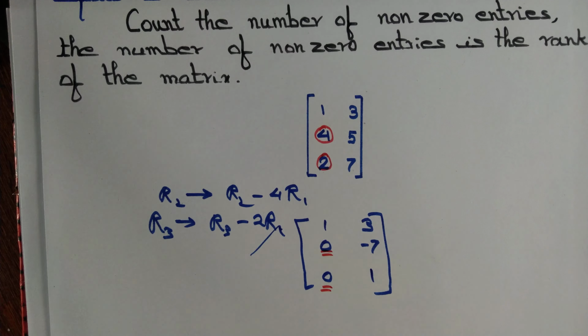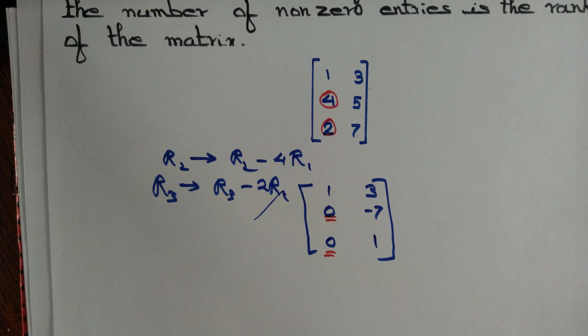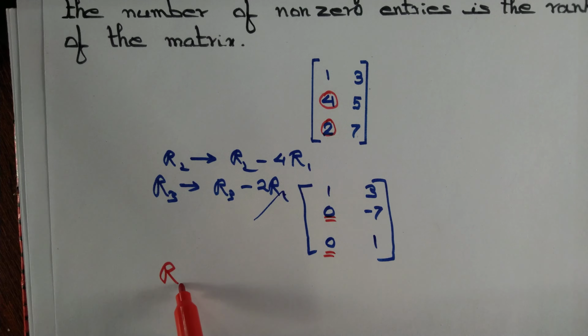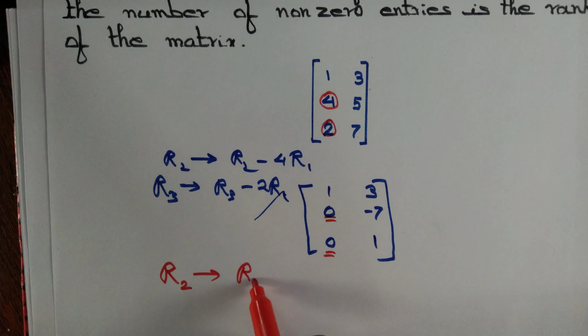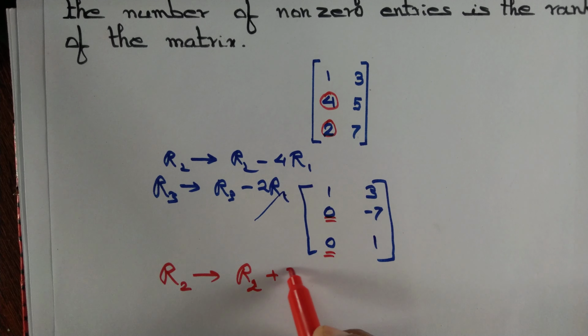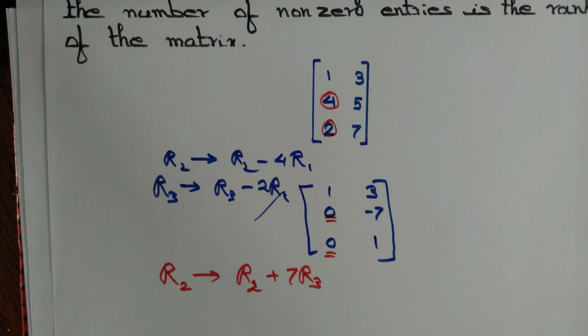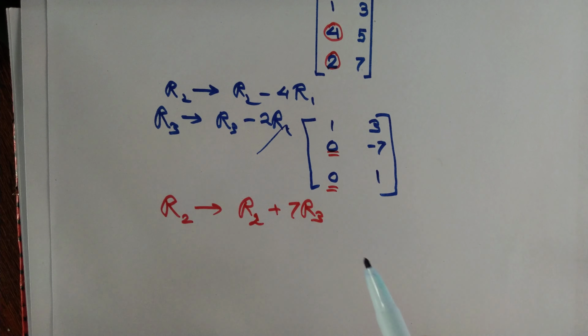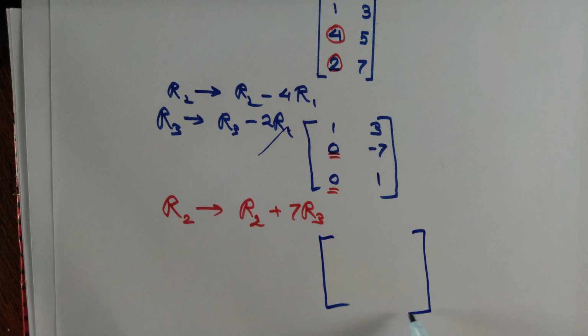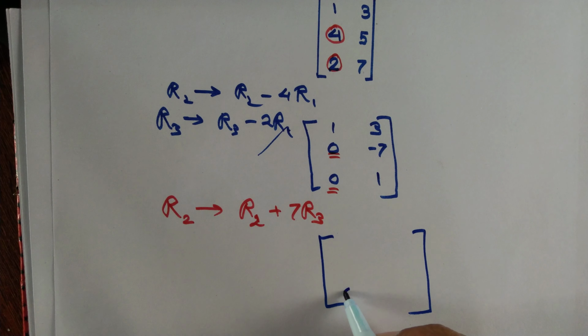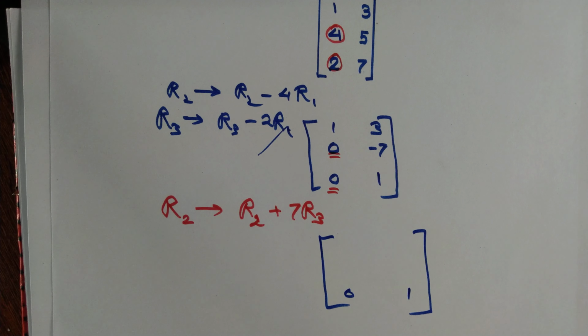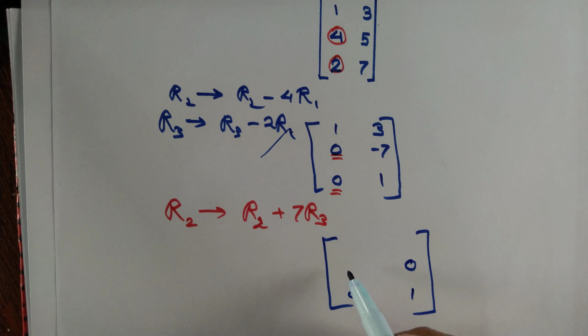Can we get more number of entries to be equal to 0? Yes. We simply apply the operation R2 is R2 plus 7 times R3. In other words, we are adding 7 times third row to the second row. We don't change third row. We write third row as it is, 0, 1. We add 7 times 1, that's 7. 7 minus 7 is 0. That's 0.